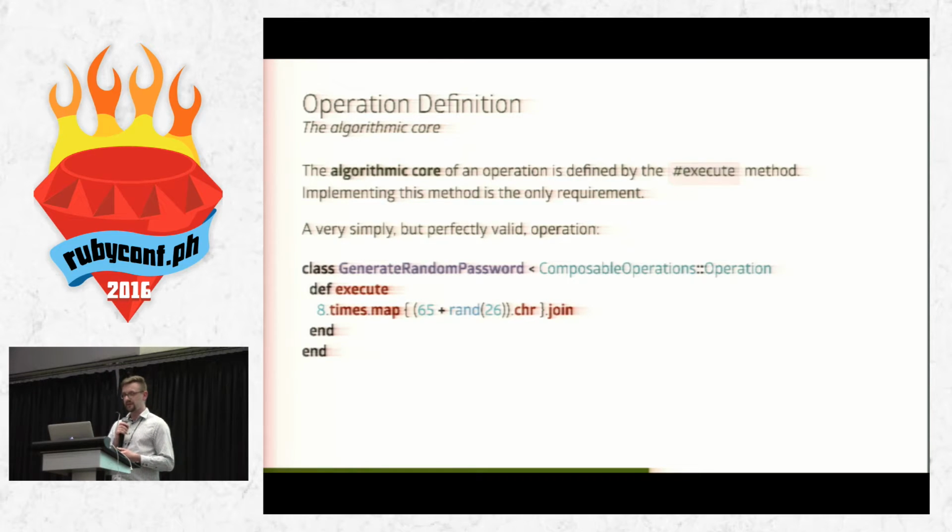As mentioned before, the execute method is used to implement the algorithmic core of the operation. And in this case, I have a very simple operation that doesn't take any arguments. It's sort of used to generate arbitrary parse words.